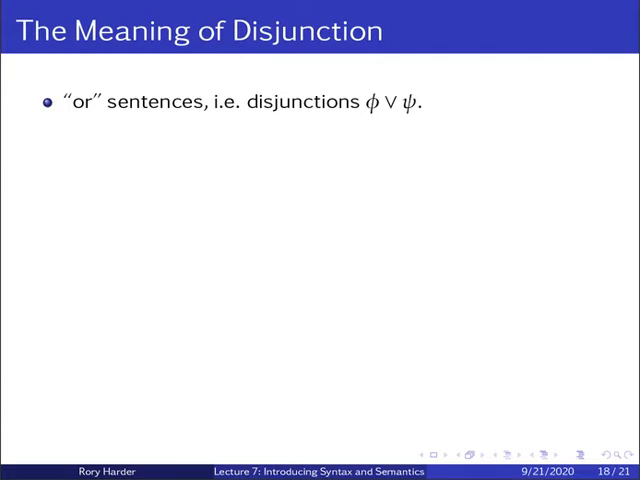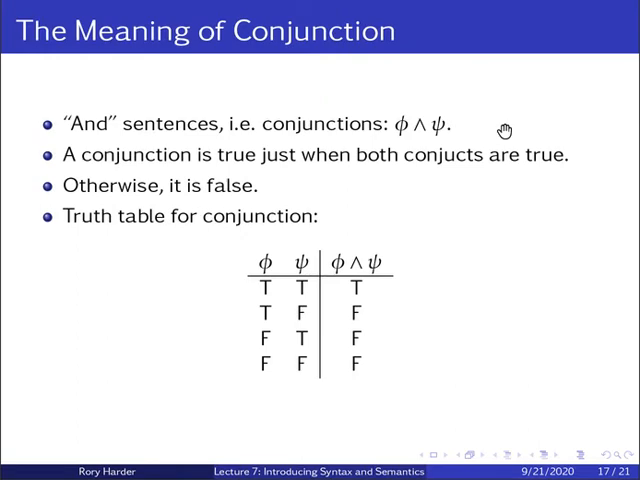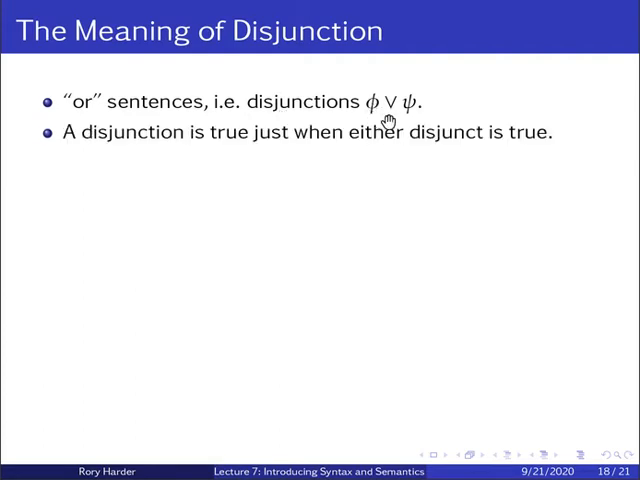Now for disjunctions, or sentences with "or", what we say is that a disjunction is true just in case either one of the disjuncts is true. So that means that a sentence of the form phi or psi is true just when either phi is true or psi is true. With conjunction, we require for the sentence phi and psi to be true that both of the constituents are true. When we say phi and psi, we require for that to be true that both phi and psi are true. When we say phi or psi, we just require that one of those two things is true.